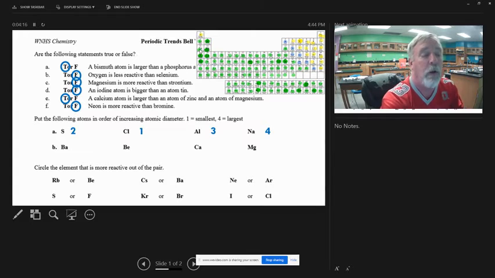Let's look at the next group here. Barium, beryllium, calcium, and magnesium. Well, these are all in the same group. So the first part A was about a period. Part B here is about a group. And we know as you go down a group, you get bigger.